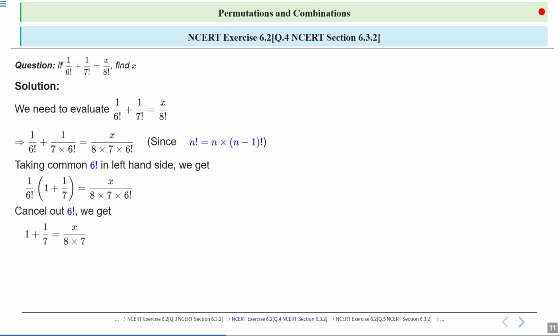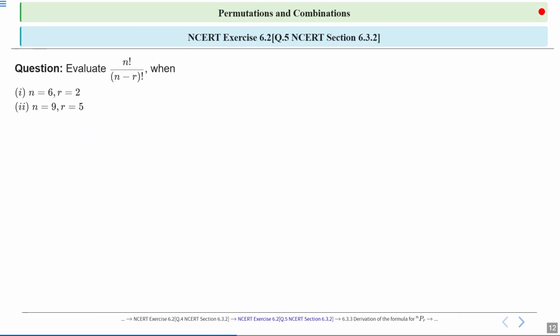So the equation becomes, after cancelling 6 factorial, 1 plus 1 by 7 is equal to x upon 8 into 7. The equation simplifies to give us 8 by 7, which is equal to x upon 8 into 7. Finally, the value of x will be 64. Clear? I think it is clear to all of you and you are getting my point.